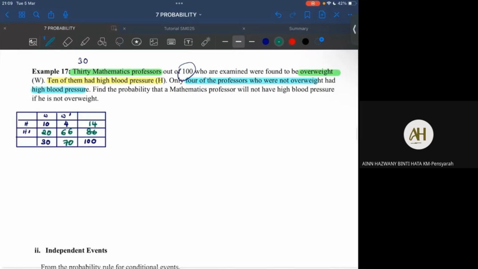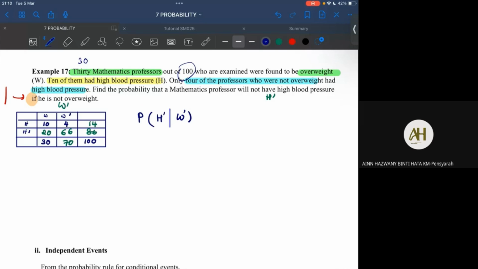Okay, now let's find. Question asks us to find the probability that a maths professor will not have high blood pressure if. Nampak? Dia tulis if. So kita tahu ini ialah kena ada palang. Okay, kena ada palang. Conditional event. If he is not overweight. Not overweight. So kena keluarkan simbolnya. If mesti duduk dekat belakang. So if dekat belakang. Not overweight. If-nya ini ataupun given that-nya will not have high pressure.